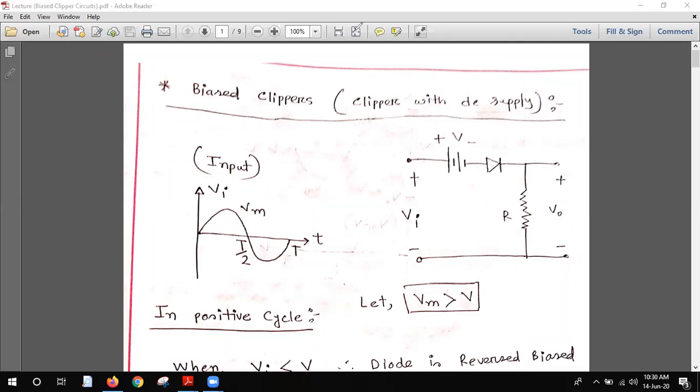Okay, let's see this circuit first. You can check that there is a DC supply available here, and the diode is also there. This is definitely the ideal diode. And there is a resistance, where the voltage across this resistance is marked as the output VO, and in the input we can denote it as VI.